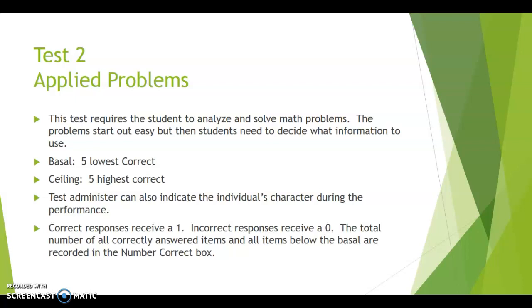And like test 1, the test administrator can also indicate the individual's ease during the performance. And for this one, just like test 1, correct responses receive a 1, incorrect responses receive a 0. And then, of course, the numbers are all tallied at the end and put in the number correct box.